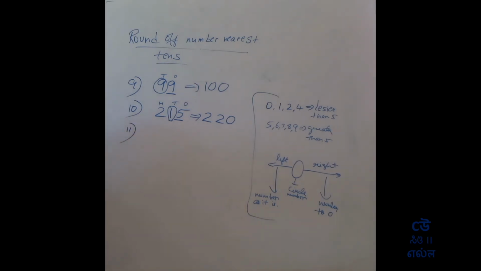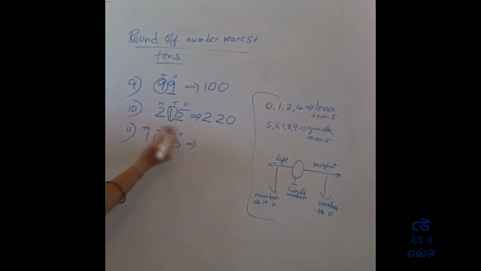Next, 11th problem, 1, 4, 5, 3. Here we have 4 digits. Okay. So first step, whatever they might give, you write the place values, that is ones, tens, hundreds and thousands. So here in this one, what have they given? They have given the tens place value. So we will circle the tens place value.